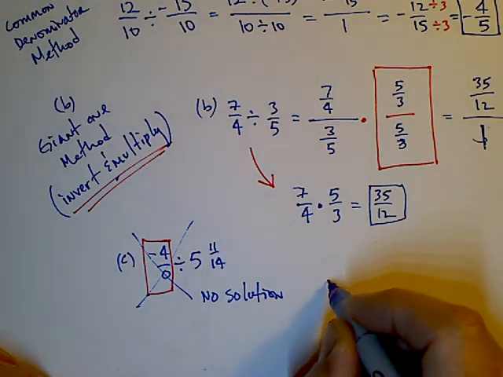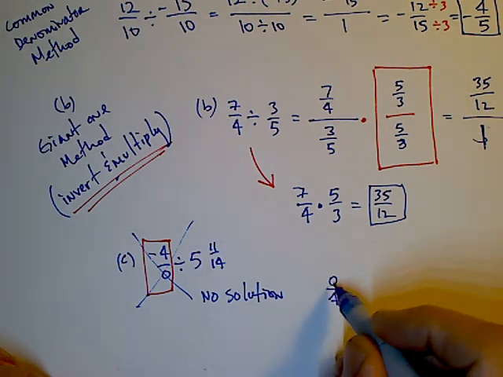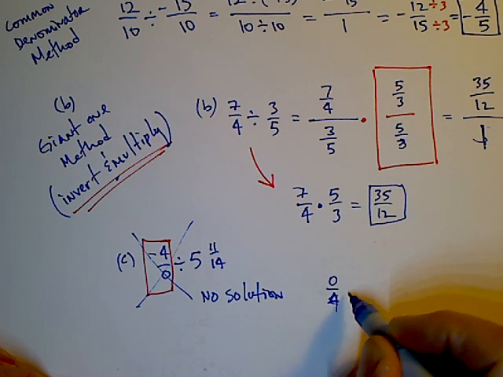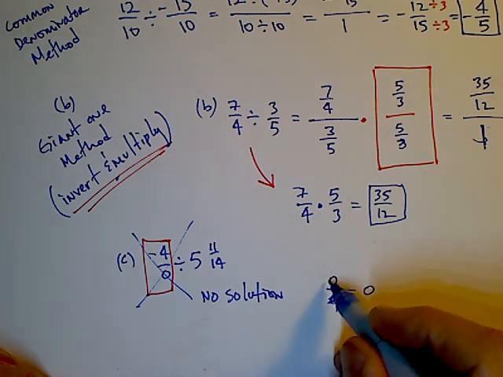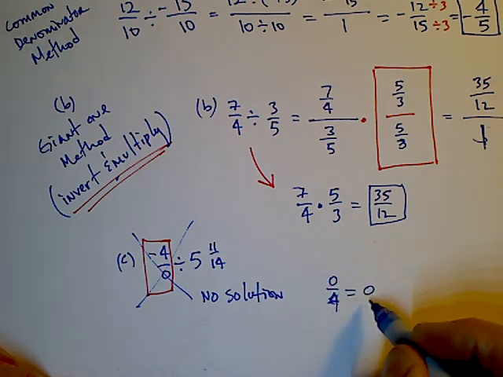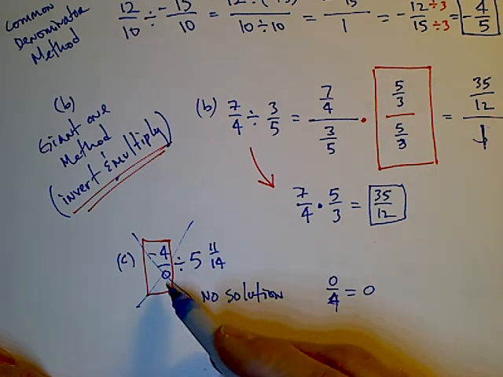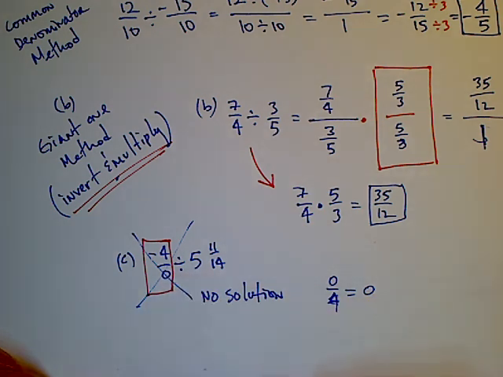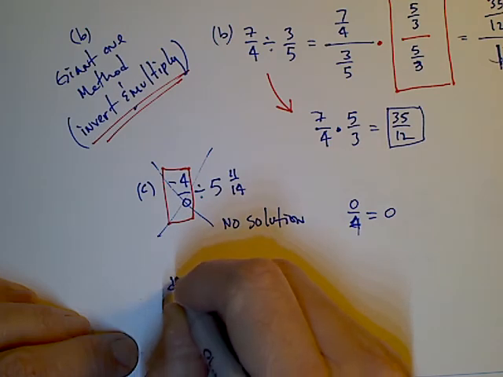Now, on a side note, could I have flipped that? Could I put a 0 in the numerator? Yes. 0 in the numerator is 0. 0 divided by 4, 0 divided by anything is 0. But you cannot divide by 0. All right. Let's look at D then.